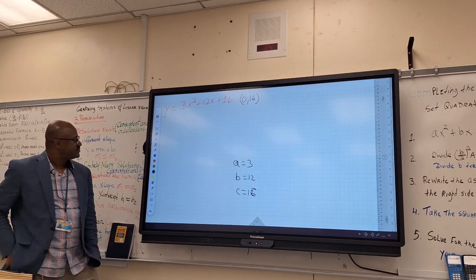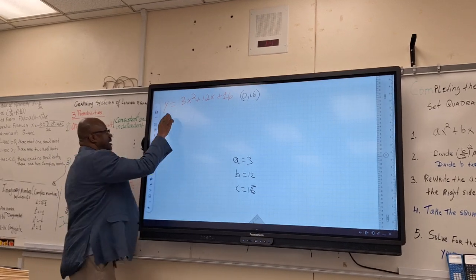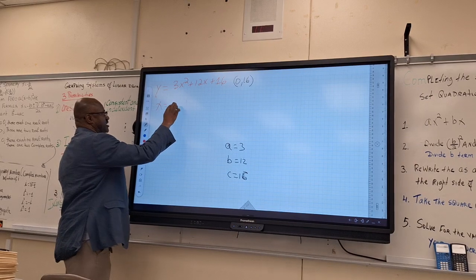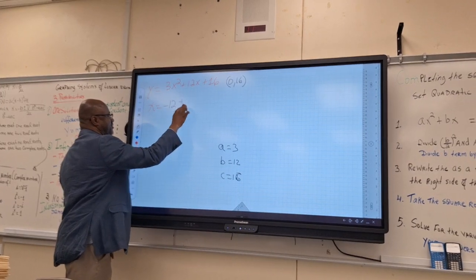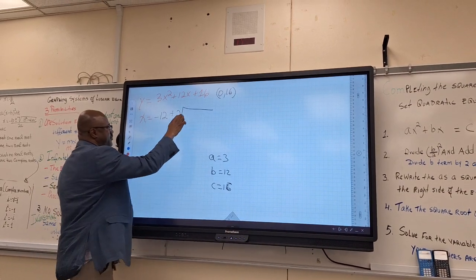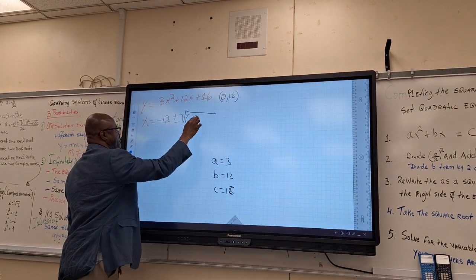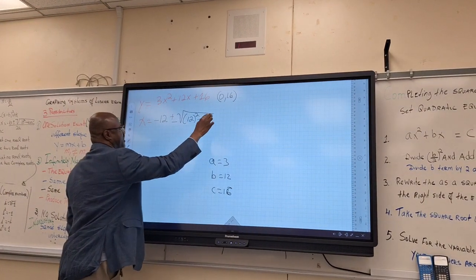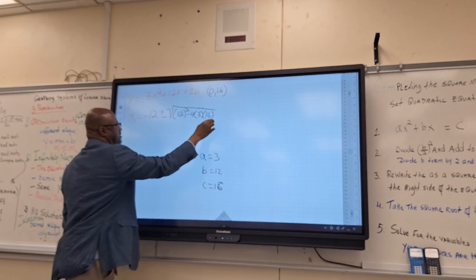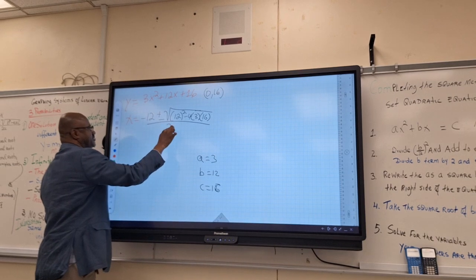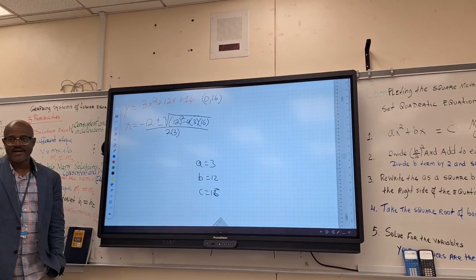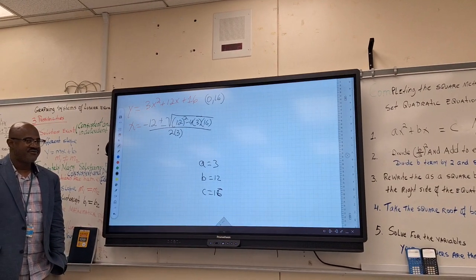So x equals minus what? Minus b, which is 12, plus or minus, and on the calculator, 12 squared, minus 4 times 3 times 16. Good. Over 2 times 3. So that's your setup. Right? Oh wow, then we have to work it out.